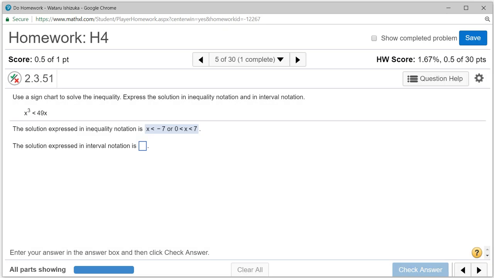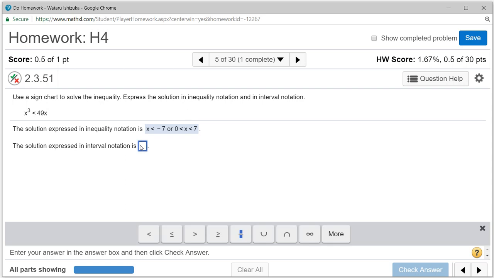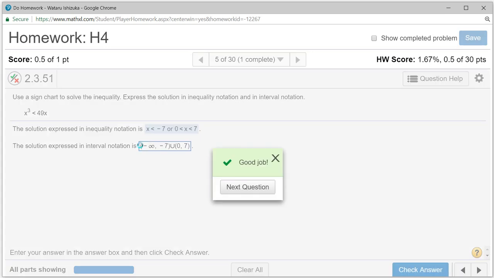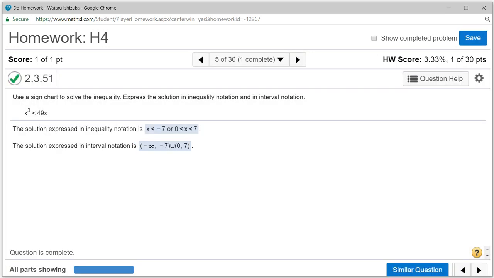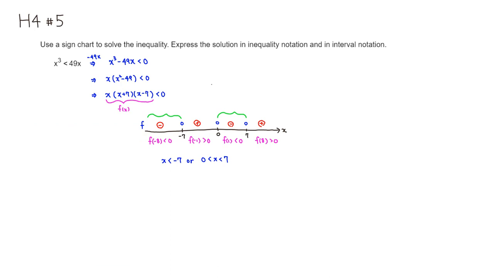The solution expressed in interval notation, we just have to write it, so it's going to start from negative infinity to -7, and the union, and 0 to +7. Let's check the answer. All right, we got that. That's it. I hope that this was clear.